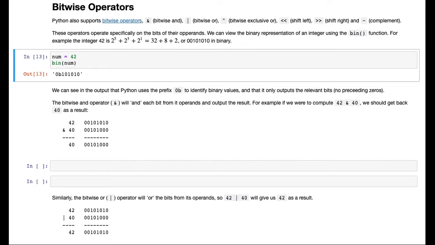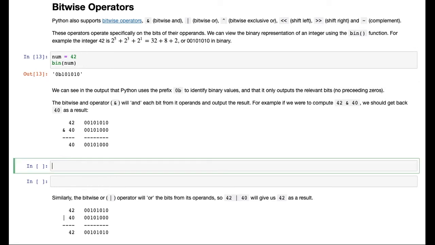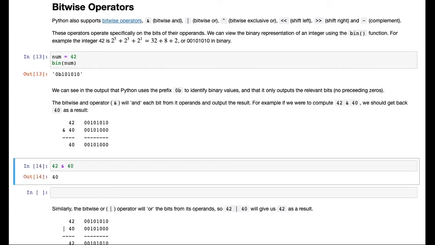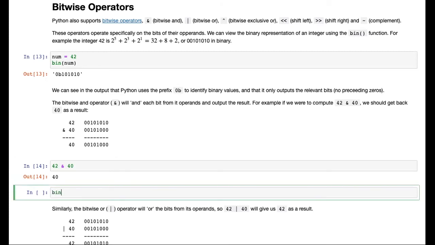Now, in order to perform a bitwise AND between two integers, we could write 42 and 40, where we represent the AND with an ampersand. And this operation gives us back the value 40. Now, to see how that works, I've actually written out the bits for both 42 and 40 here in the text above. And so we can see that if we start from the right-hand side, we say 0 and 0 gives us, of course, 0. 1 and 0 gives us 0, and so forth. The resulting bit pattern at the end represents the value 40. So 42 and 40 is 40. And of course, we can use the bin function here to verify this.